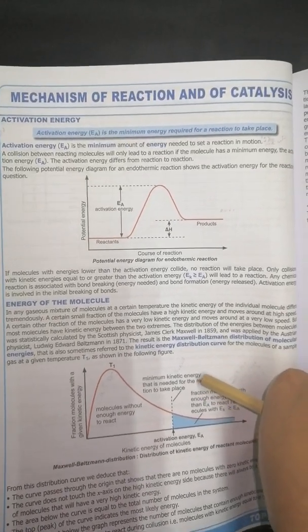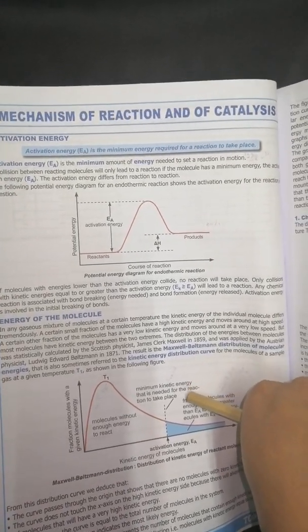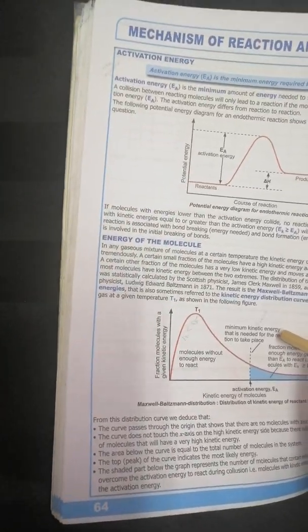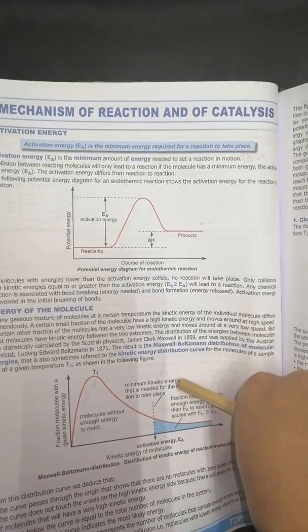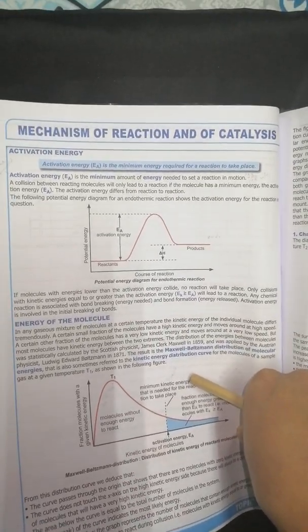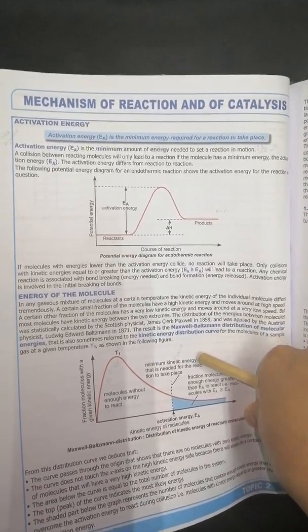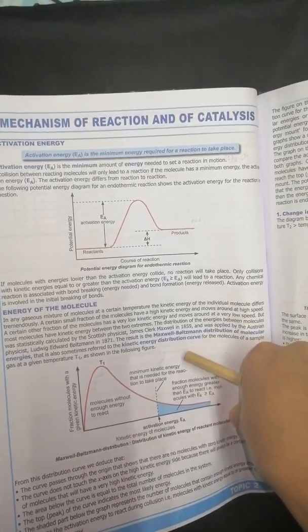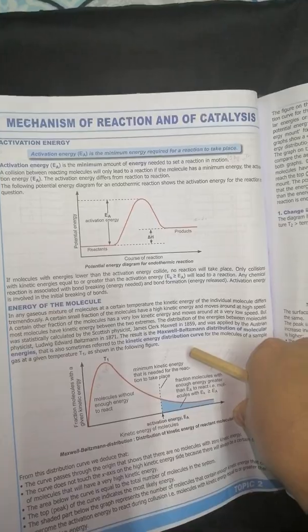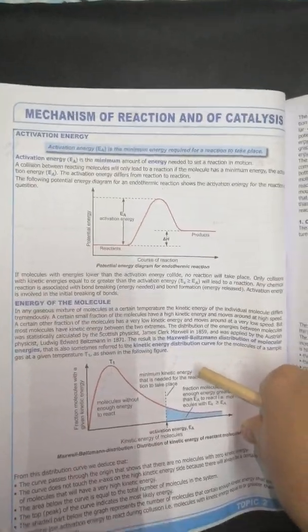Okay, this section we're going to do is mechanism of reaction and of catalysis. It's on page 64 of your textbook. Now, catalysis has to do with using a catalyst in a reaction, and we know that a catalyst speeds up a reaction. So we're going to see how that happens and how the reaction changes when you change temperature and concentration and all of those, and how it affects rate of reaction.